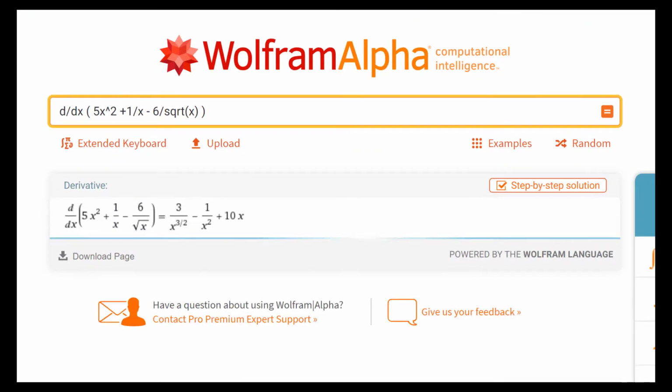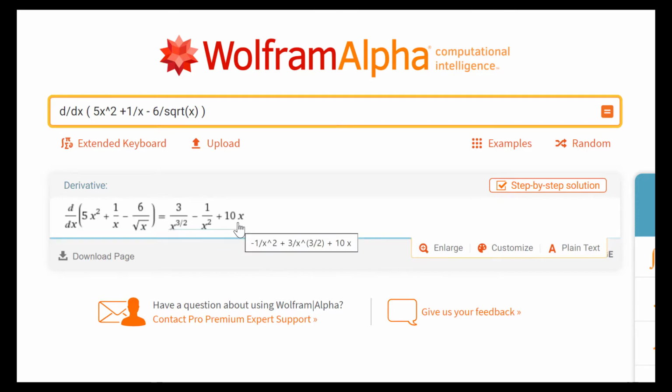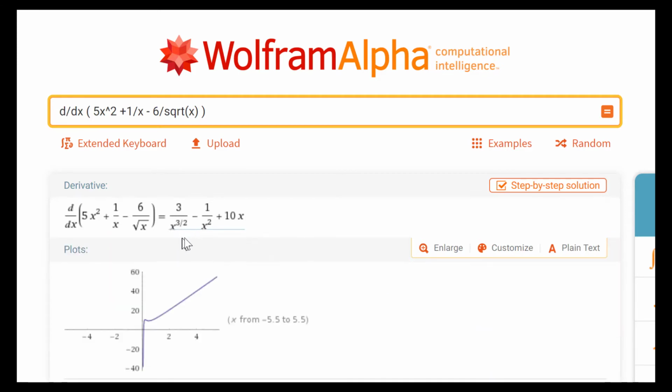All right, so you can see here the derivative of this function equals, so there's our 10x minus 1 over x squared, and then 3 over x to the 3/2 power. Notice it left x to the 3/2 power. That's a little more general. So Wolfram Alpha is not assuming that x is positive. So that's our answer, and it looks good. Great.